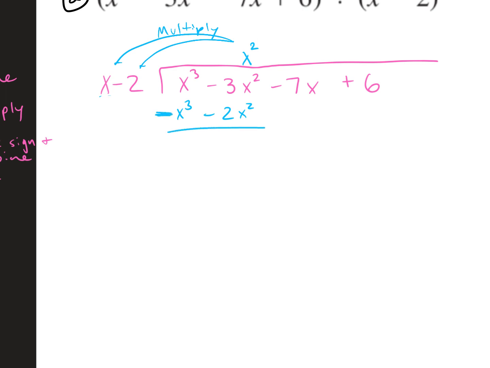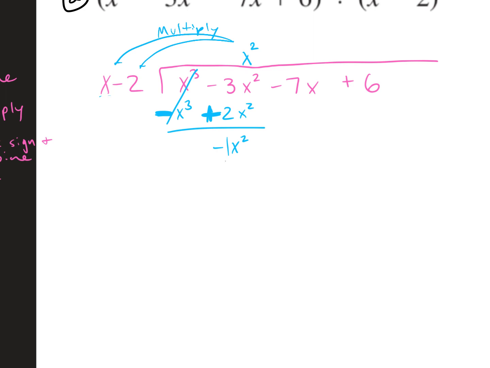What's next? Change the signs and combine. So the x cubes cancel. What's negative 3x squared plus 2x squared? Negative 1x squared, or just negative x squared. If you want to put the 1 there, that's fine. So after we combine, then what do we do?